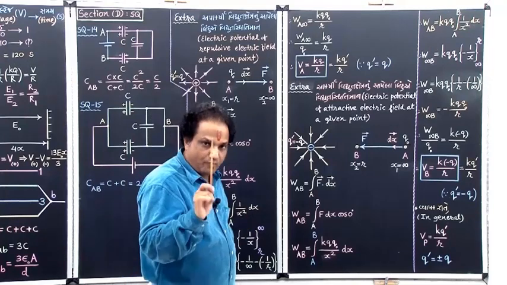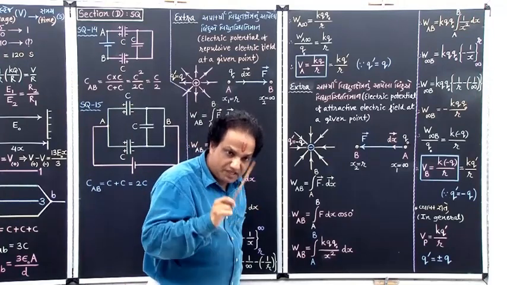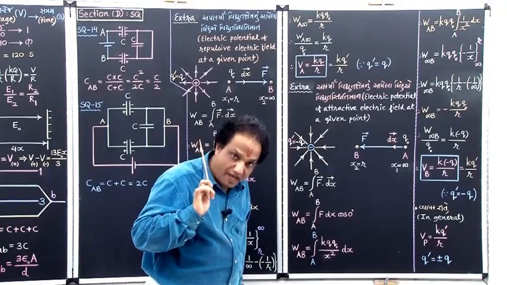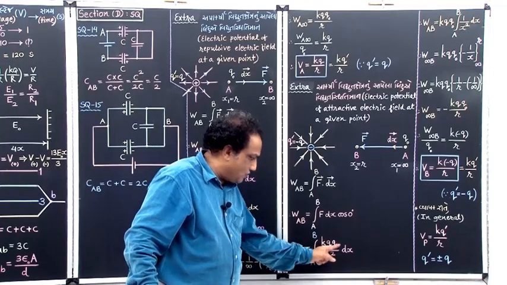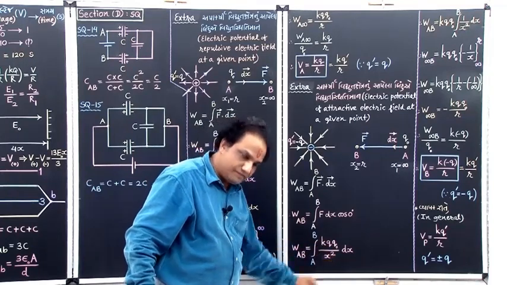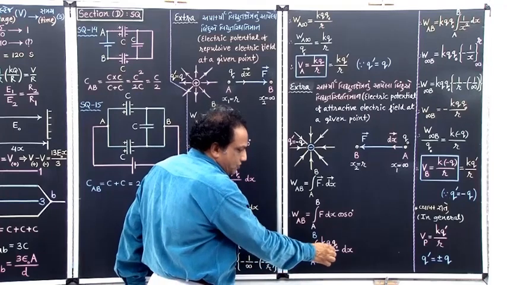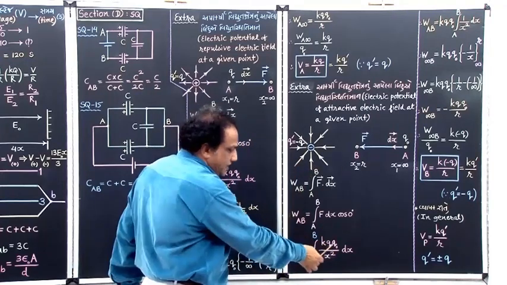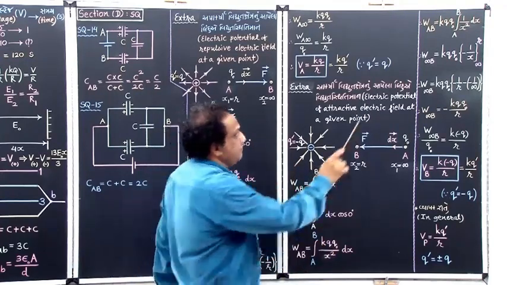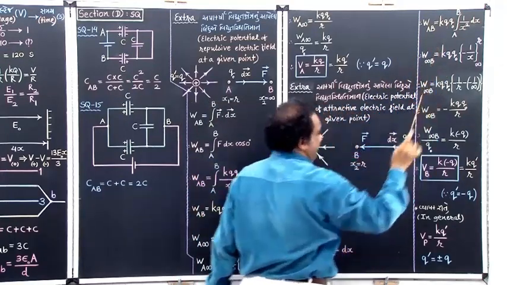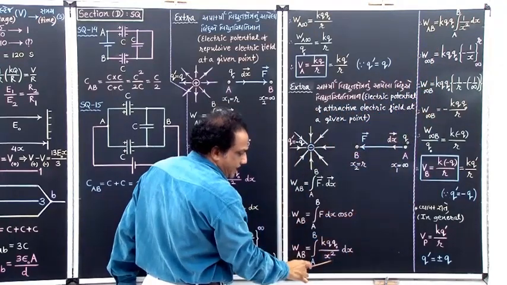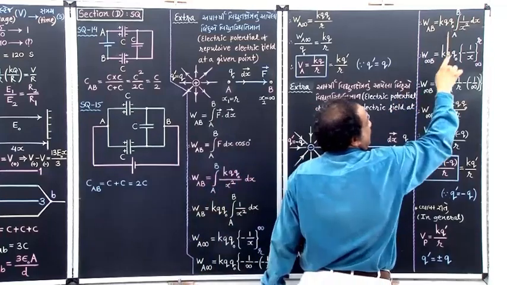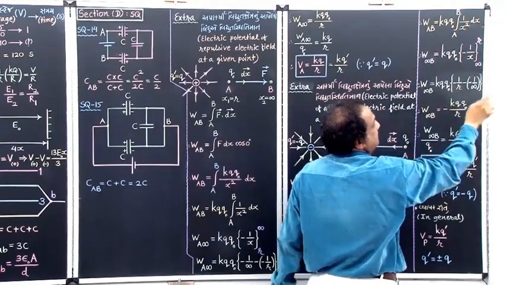It is k into product of magnitudes of two charges divided by square of the distance between them. K q0 upon x square, correct? Because k q0 is constant, you can take it out of the symbol of integration. That's what I have done here. Left is integration 1 upon x square dx.